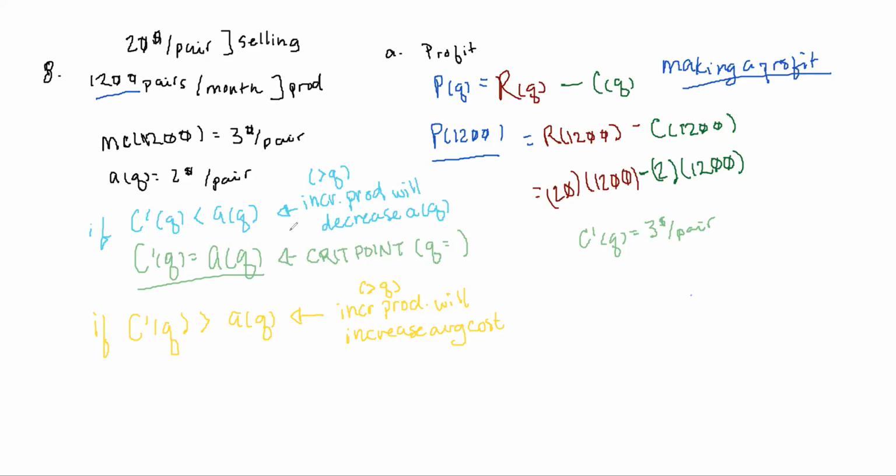So let's just set up and compare our average cost and our marginal cost. So here's our marginal cost at $3 a pair. Here's our average cost at $2 per pair. Which is greater? The marginal cost is greater. So if average cost is less than C prime of Q, or rather if C prime is greater than A, then what does that mean?